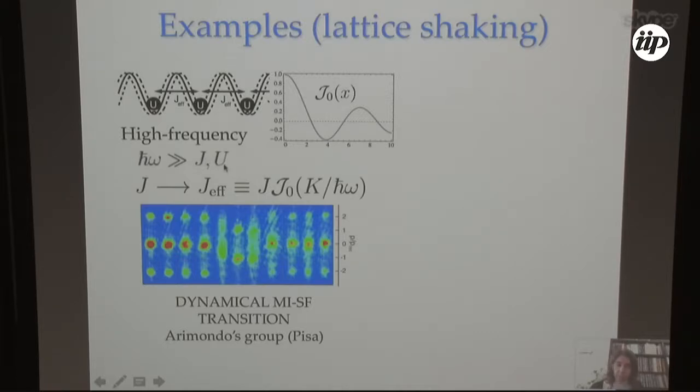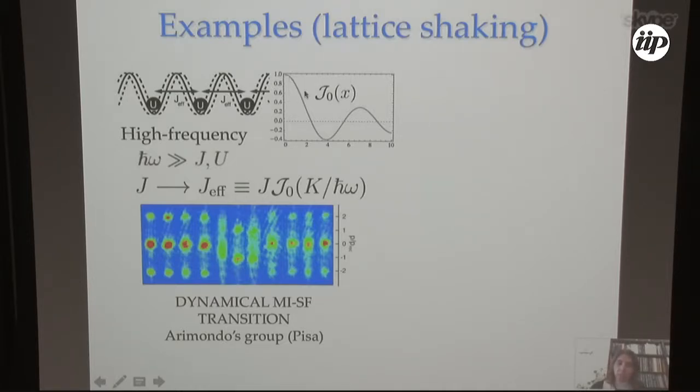it turns out that you can rewrite this problem as a Hubbard model with just an effective hopping parameter J, which is the previous hopping that you had before, multiplied by a Bessel function, J_0 of first order, which is a function of the amplitude of the shaking divided by the frequency of the shaking. So if you remember, the Bessel function is something that starts at 1, comes down to 0, gets negative down to minus 0.4, and then oscillates around 0, okay?